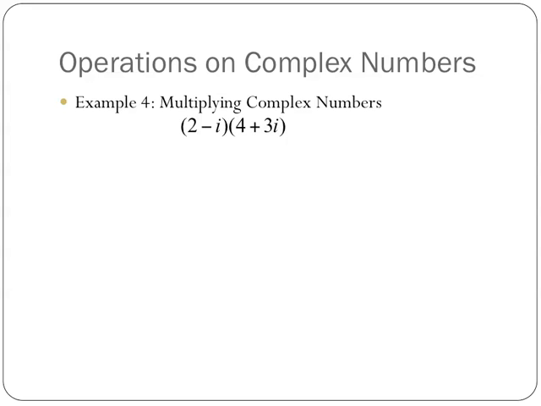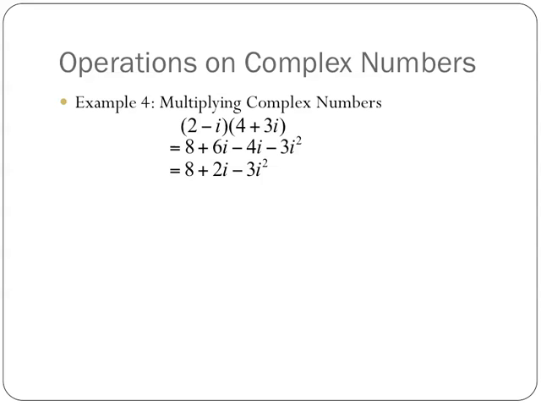So 2 times 4, that's 8. 2 times 3i, that's 6i. Negative i times 4 is negative 4i. And negative i times 3i is minus 3i squared. Let's combine some like terms there. So the 6i minus 4i is 2i.